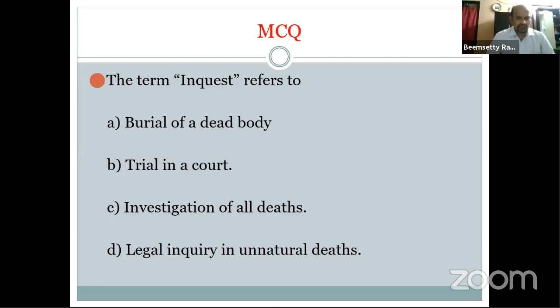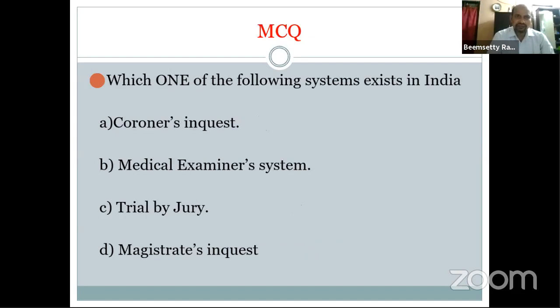Investigation of all deaths? No, inquest, they are not doing investigation of all the deaths. Only in unnatural circumstances and suspicious circumstances will they be doing a legal inquiry. That is D, check D, legal inquiry into unnatural deaths.